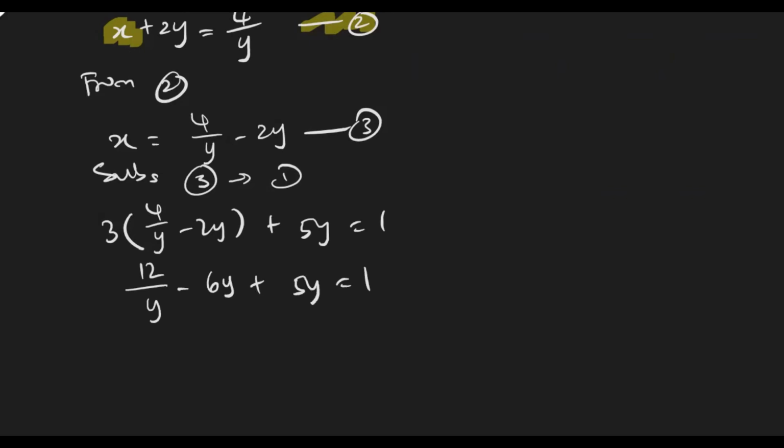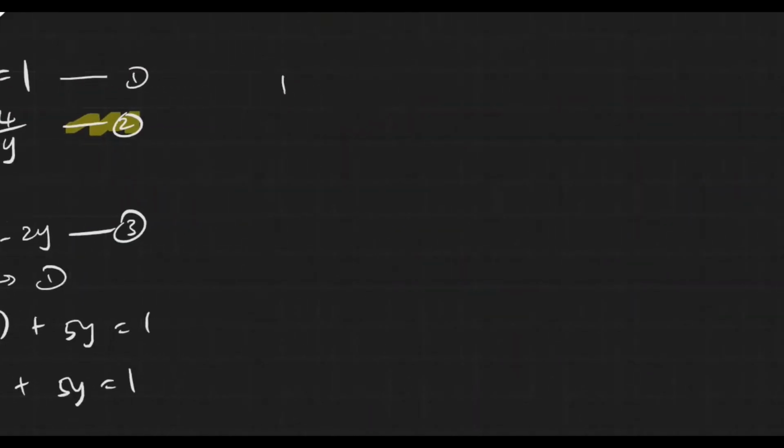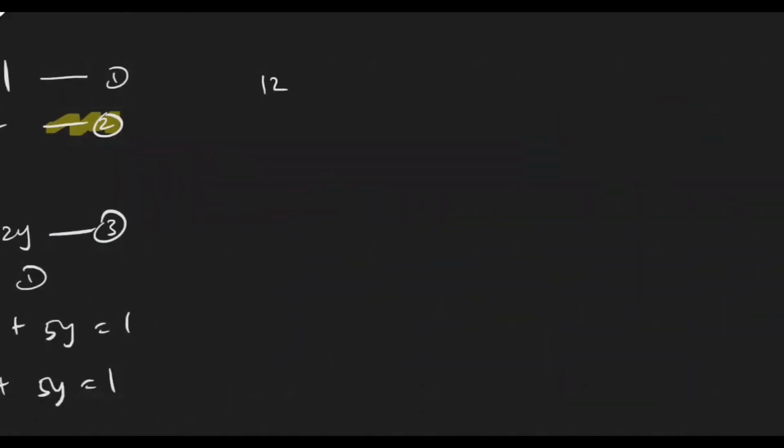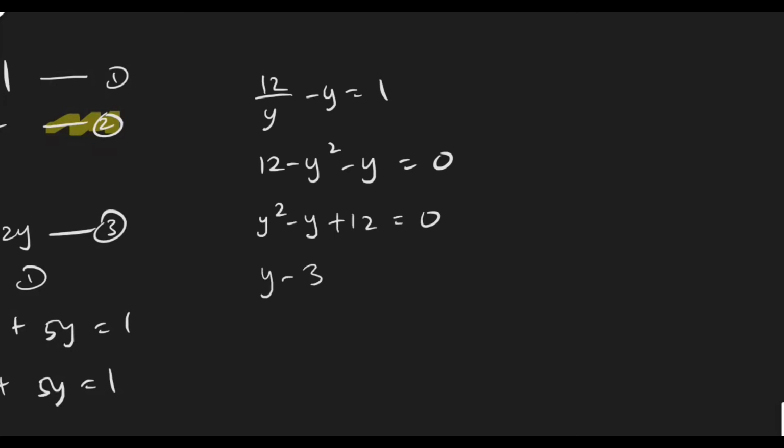And I can't do this yet because of the fraction, the y at the bottom of 12. Therefore, I'm going to simplify everything by multiplying by y. And now you see a very common quadratic equation again. So again, you can use factorization, completing the square or the formula to solve this. But I always prefer to use factorization wherever possible because it simplifies a lot of stuff.